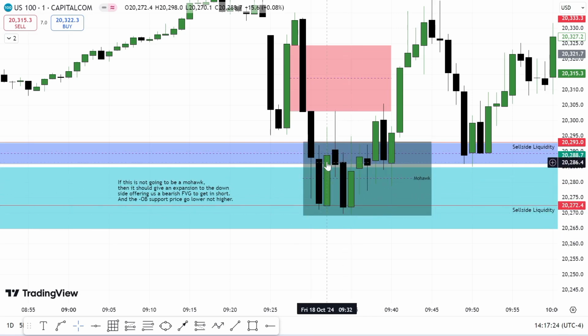Then we can enter. And also, this up close candle here, this bullish candlestick, should act as a bearish order block supporting lower prices. That means there is not going to be any reversal happening at this point. But in this case, we don't have any bearish fair value gap supporting price lower, so this is definitely going to act as a mohawk.